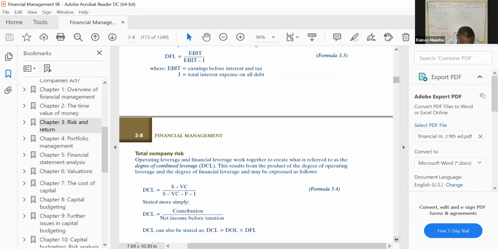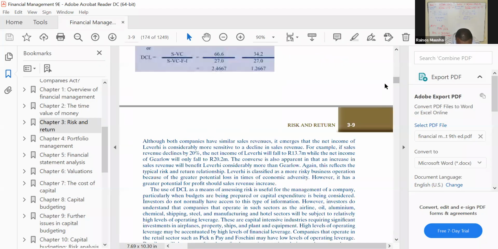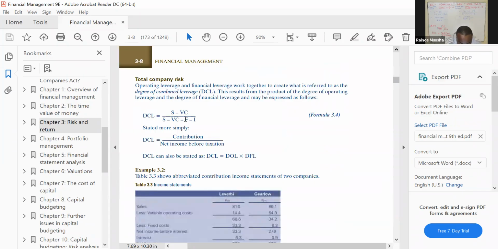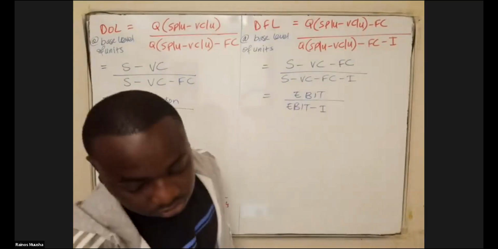Okay, so the degree of combined leverage is given as your sales revenue minus variable cost divided by your sales revenue minus variable cost minus fixed cost minus interest expense. So this is the same as your contribution divided by your net income before taxation. And your degree of combined leverage is also given as your degree of operating leverage multiplied by your degree of financial leverage.